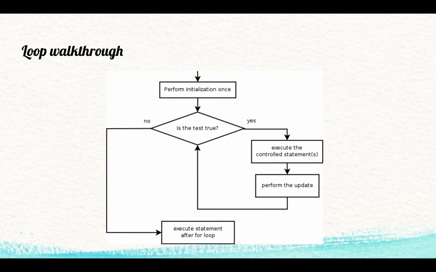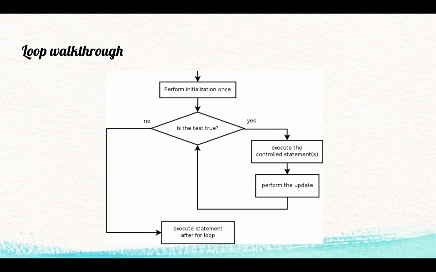We recall that all rectangles represent a single statement, right? One step of your algorithm. And that diamonds represent a logical branching, a pass or fail, a left or a right. And so once we perform the initialization, we ask, do we pass the test? And if we do, we loop in to do the body of the for loop.